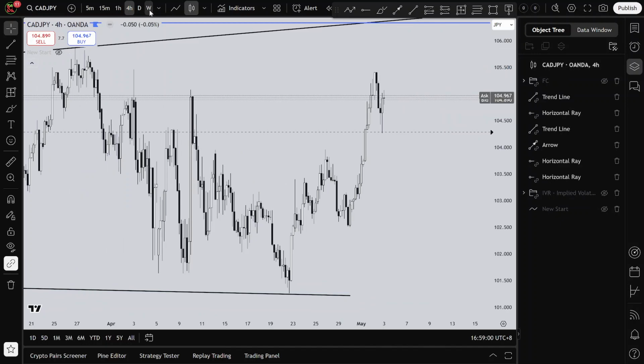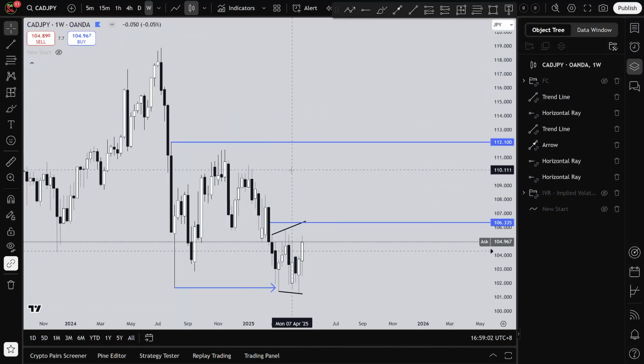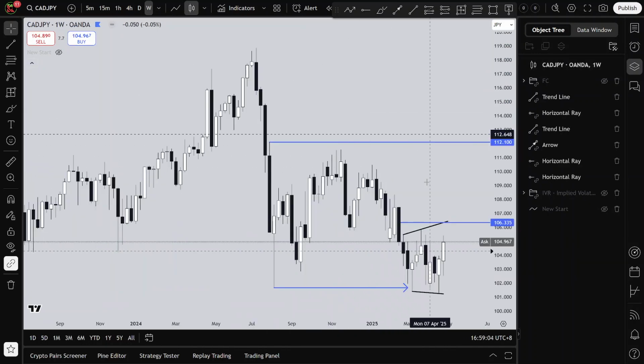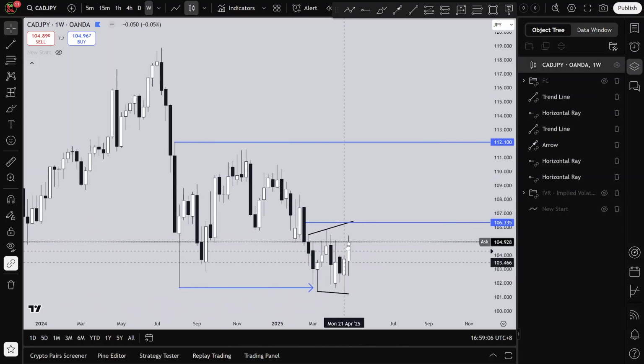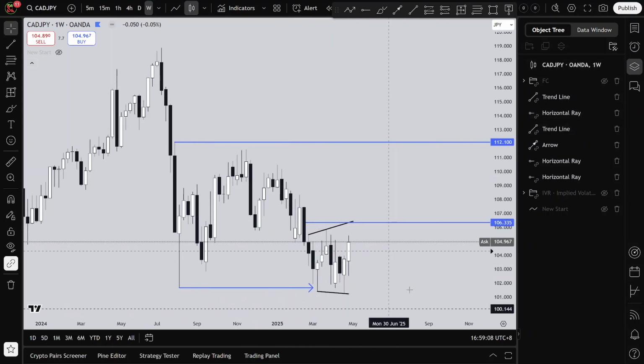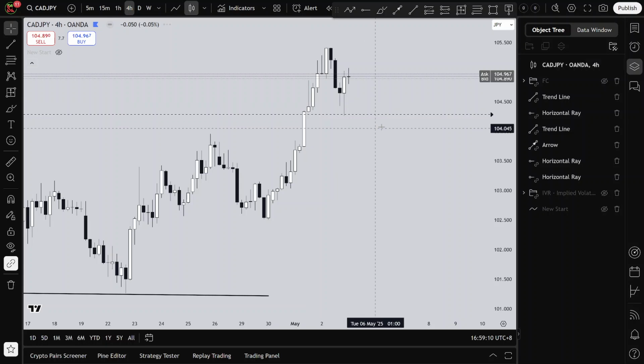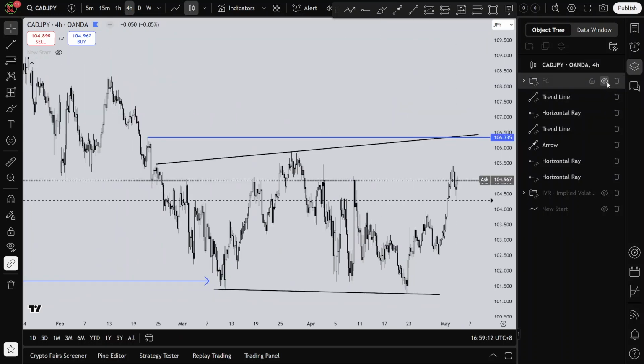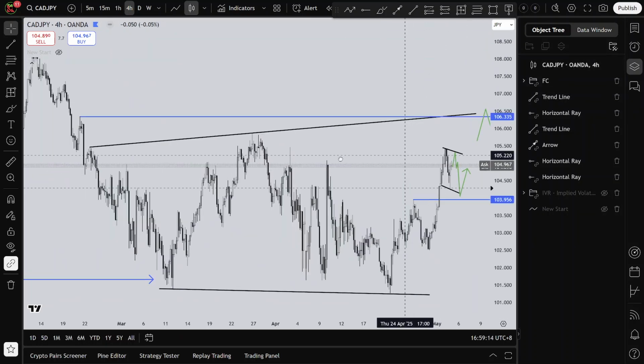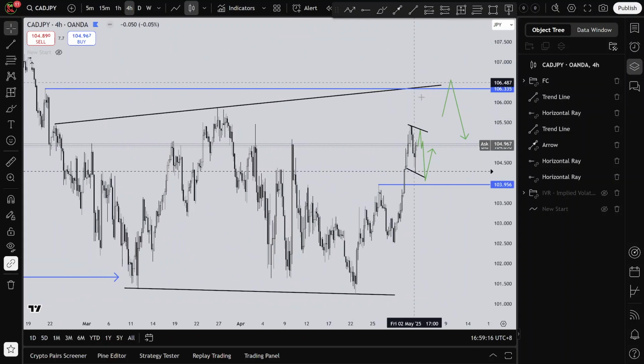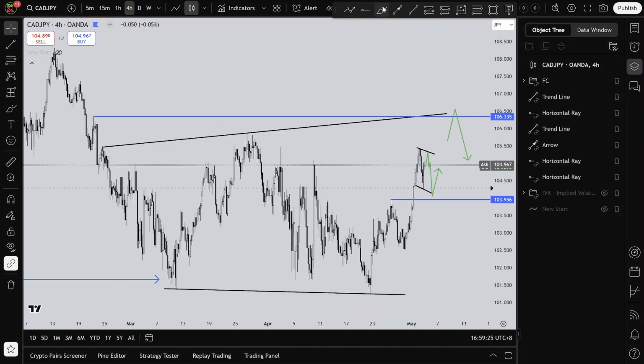Canadian dollar yen on the weekly time frame, we have been looking for trades in this pair for a while, for bullish trades actually, to finish this bigger expanding structure. Going down to the 4-hour time frame, what are we looking for? We are looking for price to finish this bigger structure. We were looking for some continuation in the previous weeks already, and it looks like we are finishing the structure.